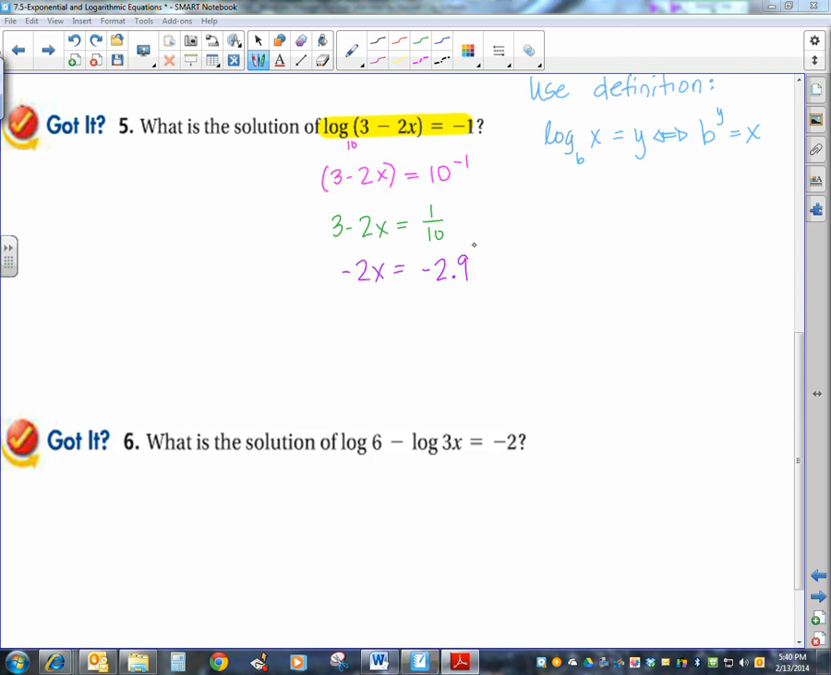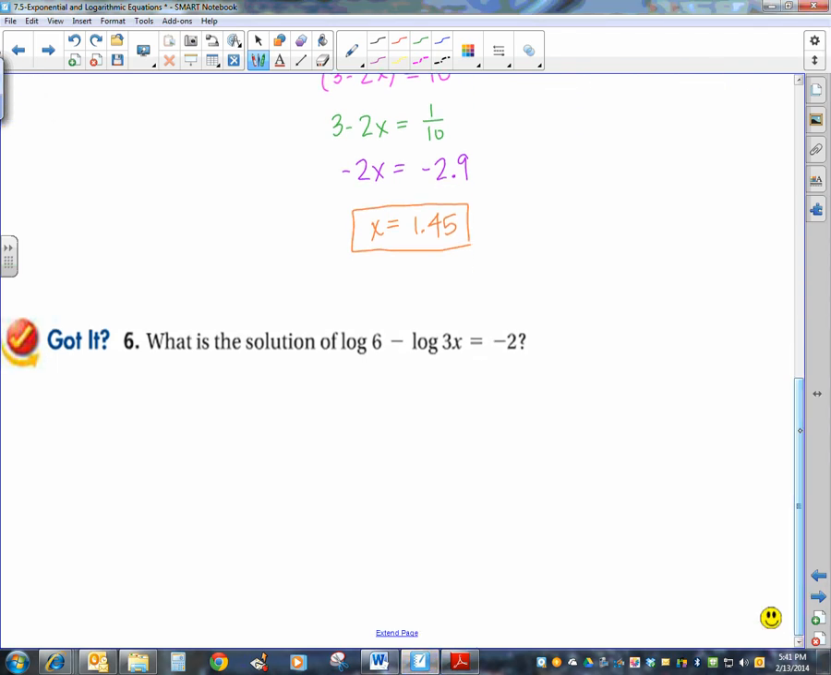And then we're going to divide both sides by negative 2. And when we do that, we're going to get that x equals 1.45. Again, if you want to check it, and you really should, 2 times 1.45 is less than 3. So you put that in your calculator, punch the log of it, and you'll get an answer of negative 1.